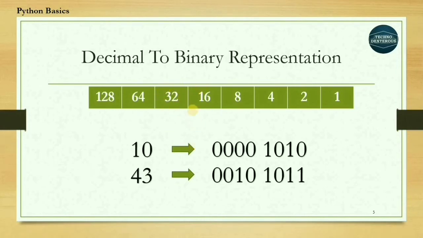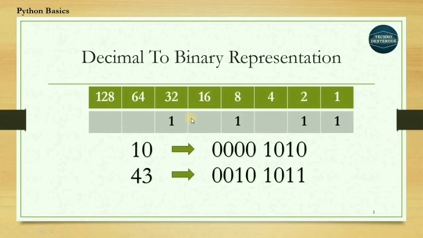Then find other numbers so that the addition of all the numbers gives 43. So we have 32 as the first number, we can add 8 as the second number so that we get a sum equal to 40. Then only 3 is remaining, so we can add 2 and 1. So we are considering 32, 8, 2, 1 to represent 43 as a binary number. So flag the number positions as 1, the rest will be 0.